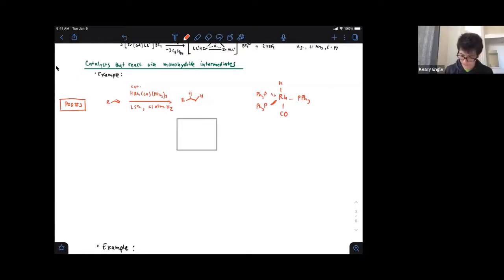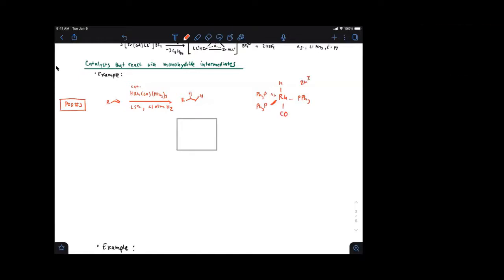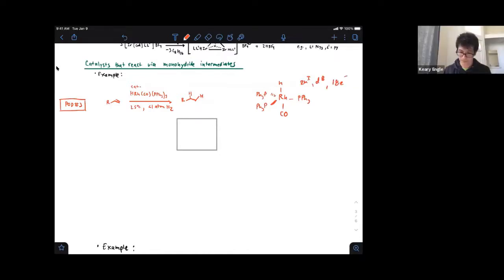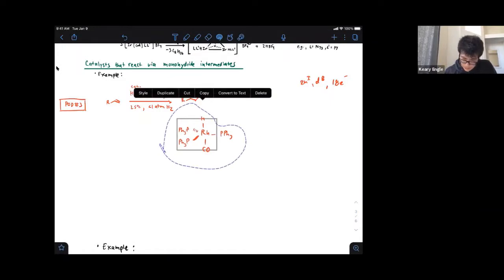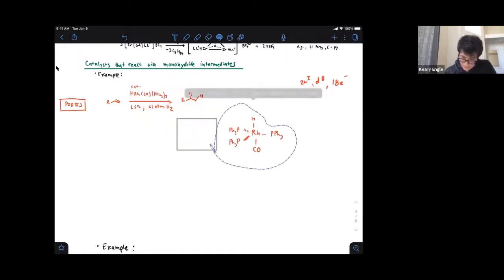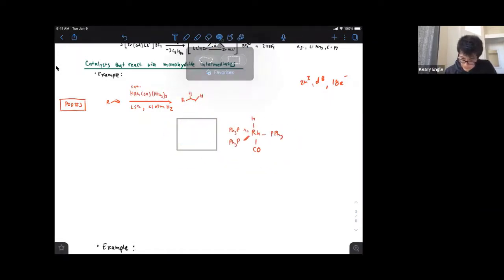Okay. So you have 18 electrons in total. And I've drawn it this way just to help move things along. Why do I draw the phosphines here all coplanar, Fang?